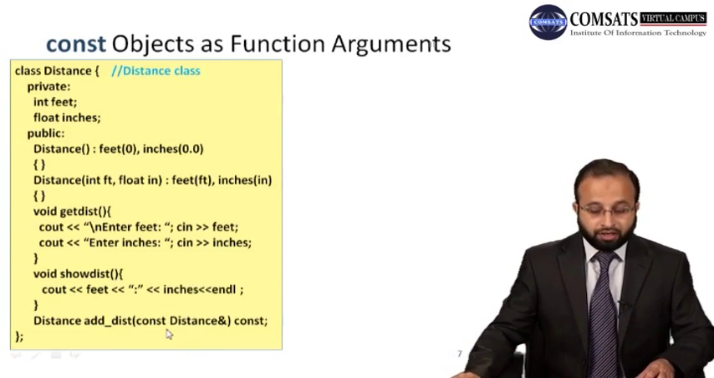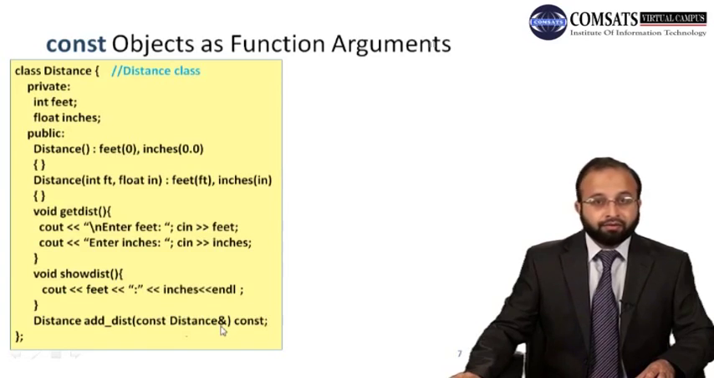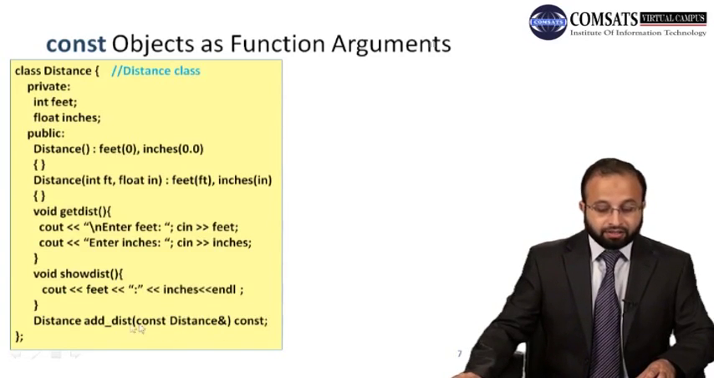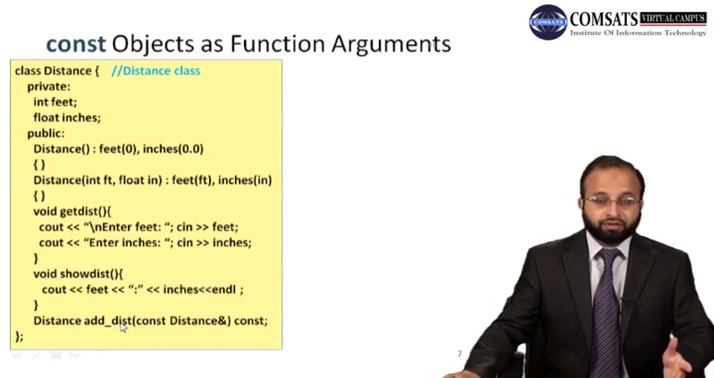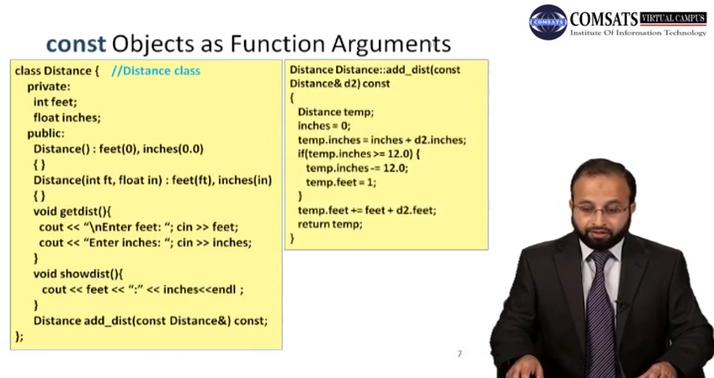So to avoid this change, you make this parameter a constant parameter. This means that this const makes the distance reference variable a constant. This means that add_dest is not able to change the value of this parameter, and this const is there to make the add_dest function a constant function. This means that the add_dest function won't be able to change the value of the private data member of the invoking object. This is the function definition.